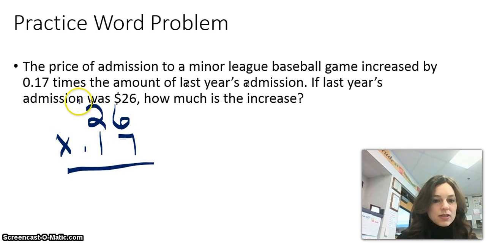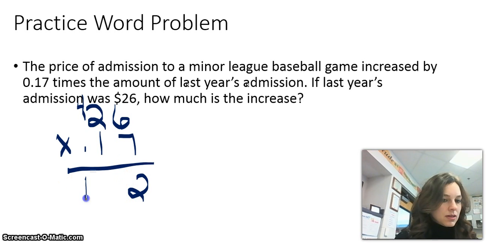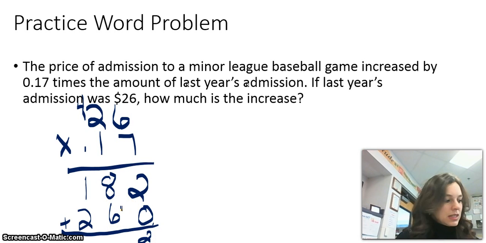7 times 6 is 42. 7 times 2 is 14, plus 4 is 18. 0 for place value. 1 times 6 is 6. 1 times 2 is 2. Let's add this all together. 2 plus 0 is 2. 6 plus 8 is 14. Carry the 1. Bring down the 4. And 2 plus 1 plus 1 is 4.